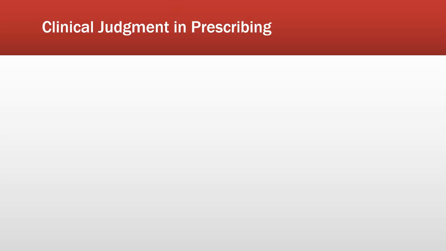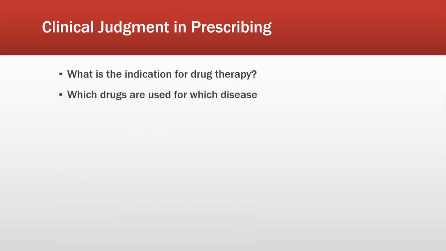So your clinical judgment in prescribing. What is the indication for the drug? Which drugs are used for which disease? If your patient comes in with hyperlipidemia, are you going to write them a script for amoxicillin? Well, that one's common sense, right? Okay. But if your patient comes in with a bladder infection, what are you going to write? That's where you have to learn the classes of drugs and which drugs are used for which disease.